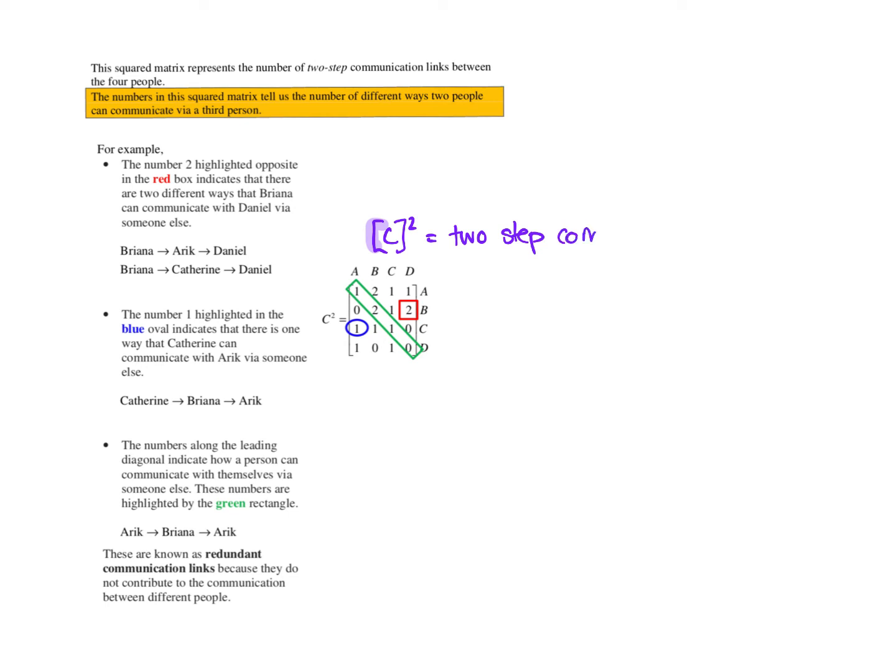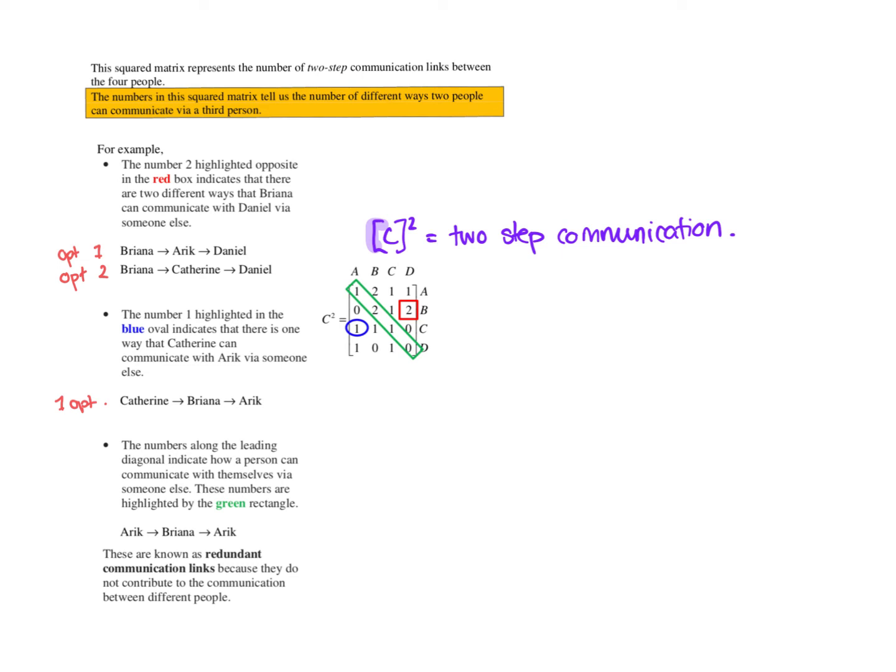So it's going through it here with you in the notes, what I've just done. The number in red indicates there's 2 different ways Brianna can communicate with Daniel, and they've written them out. So there's our 2 options, option 1 and option 2, okay? And the number 1 highlighted in blue indicates there's 1 way that Catherine can communicate with Eric via someone else. So there's that 1 option for that scenario.